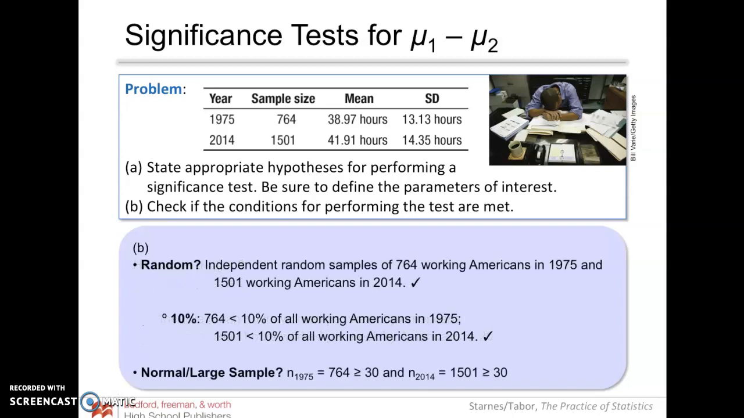For the random condition, independent random samples of 764 working Americans in 1975 and 1501 working Americans in 2014, so we meet that condition. Notice it's a full sentence, and we're being as descriptive as we can be with the information that we have. For the 10% rule, 764 is less than 10% of all working Americans in 1975, and 1501 is less than 10% of all working Americans in 2014. And both of those sample sizes are large enough for the central limit theorem to apply, so we have met all 3 conditions.